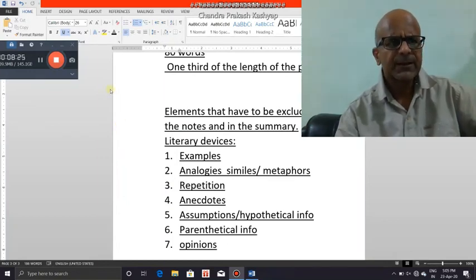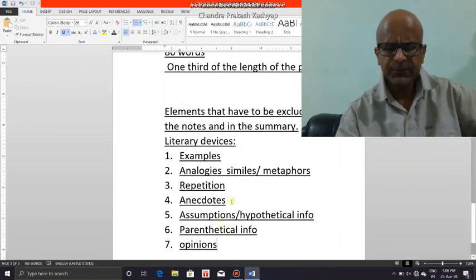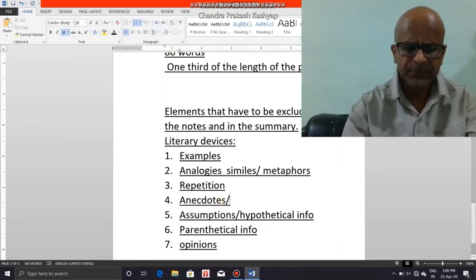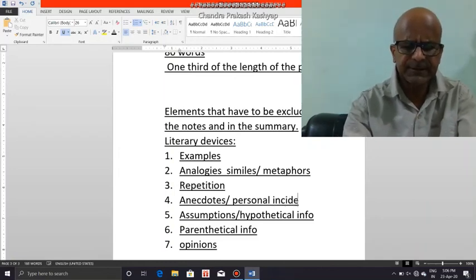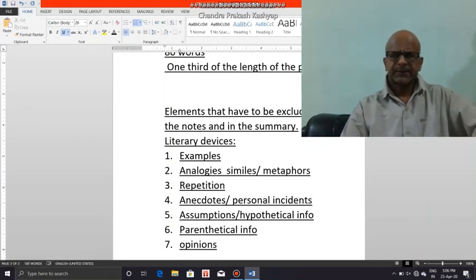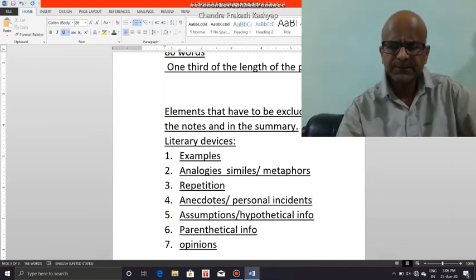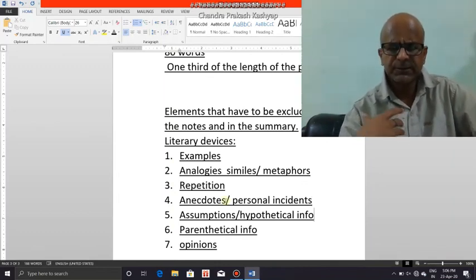As far as analogies are concerned, we are all familiar with similes and metaphors. Repetition we are familiar with. Anecdotes are personal incidents, as I said. You are already familiar with this. However, by way of revision, incidents in one's life. Personal incidents. These don't go. The author may forward assumptions.